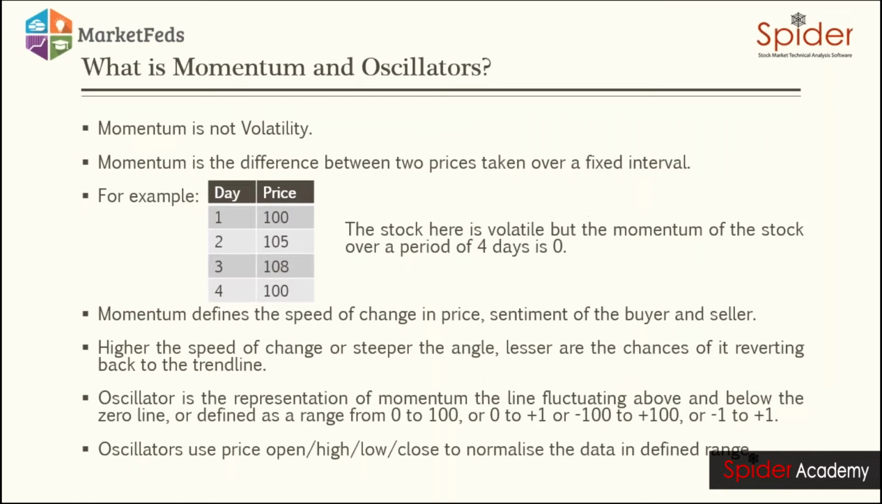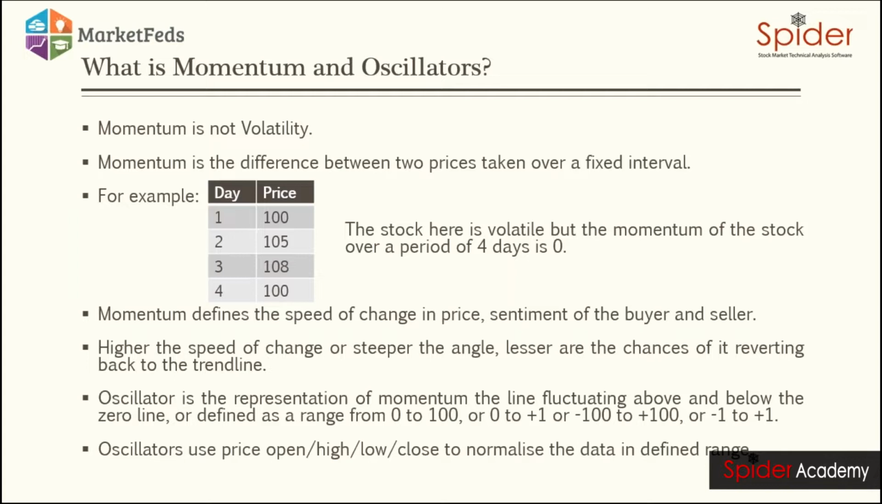Now let's move down to what is a momentum and an oscillator. Your momentum is, first of all, not the volatility. By volatility, we mean the daily price movement or the fluctuation which is there. But momentum is the difference between two prices which we take over a fixed interval of time. Let us understand by a small example. We have taken prices over 4 days.